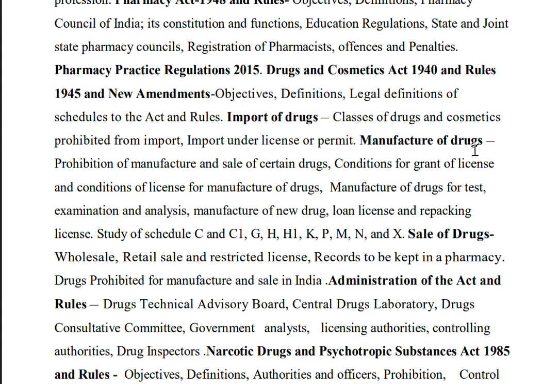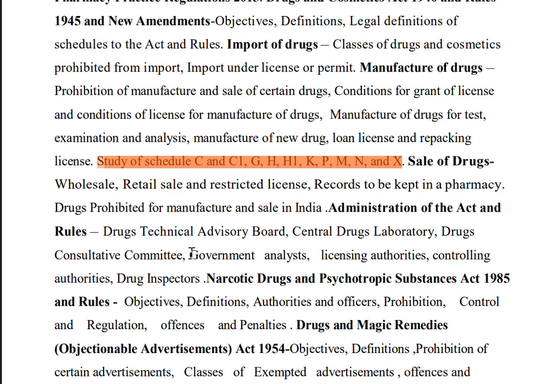And then manufacture of drugs, like grant of license, loan license, repacking license, and study the schedules C, C1, G, H, H1, K, P, M and X. They have clearly given these schedules as important, so we have to focus on this area. Sale of drugs, wholesale and retail sale, restricted license, and administration of the act and rules, Drug Technical Advisory Board: how many members, how many elected persons, how many nominated persons, like that we have to focus.